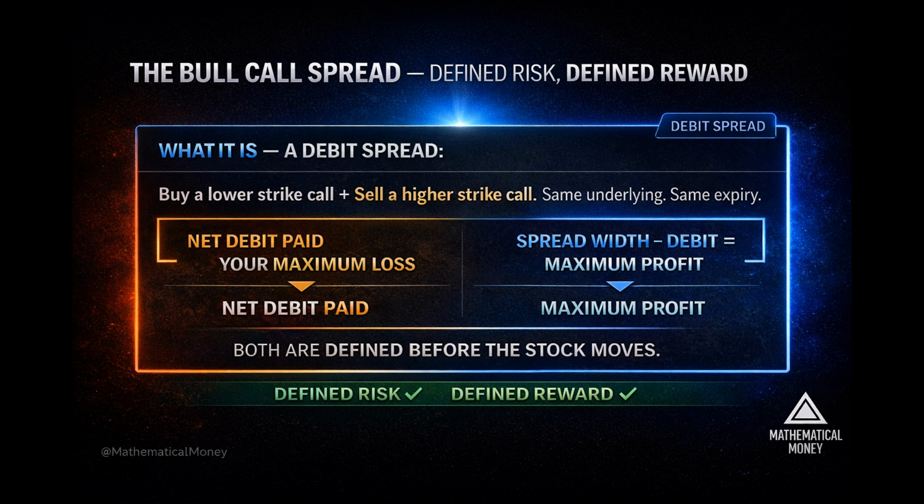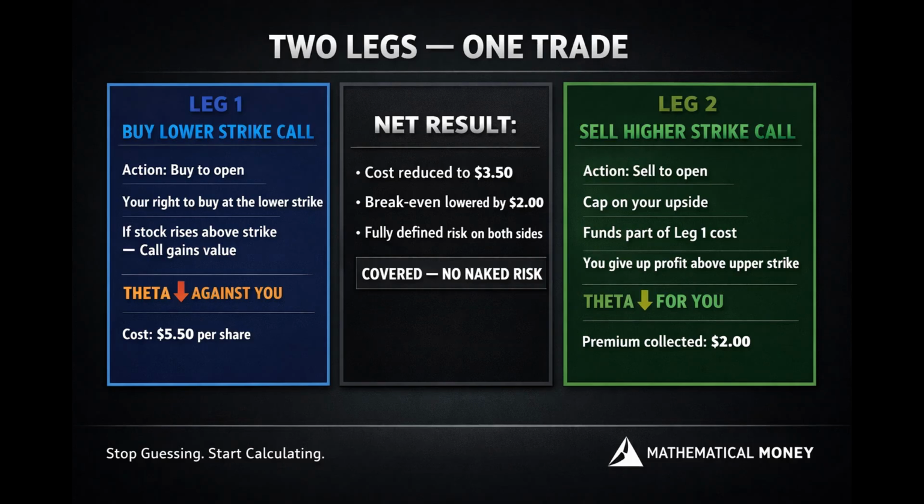This is the structural advantage of the bull call spread. You know your worst case and your best case before the market opens. No surprises, no margin calls, no escalating losses. 2 legs. 1 long, 1 short.